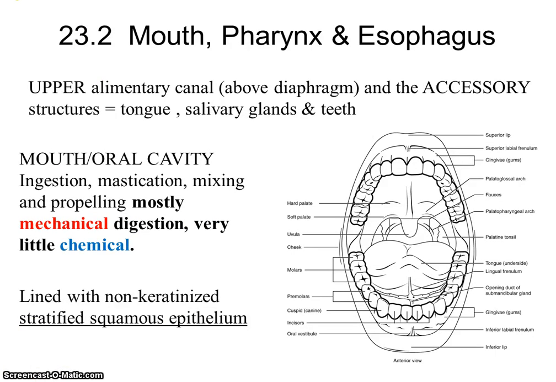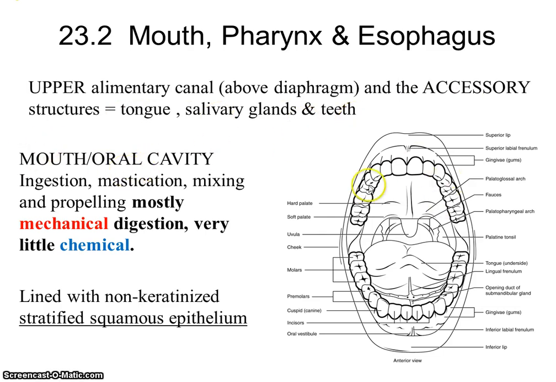All right, so now that we have the background details and the foundation for understanding, we're going to follow everything through the digestive tract. Here we put the mouth, pharynx, and esophagus. These are basically mechanical, physical digestion, a tiny bit of chemical, and lots of propulsion. This is, of course, the upper alimentary canal, that is, above the diaphragm. The accessories to this are the tongue, salivary glands, and teeth.